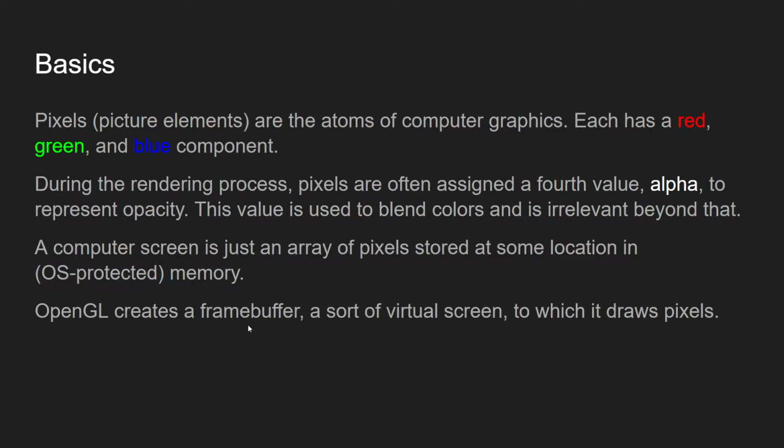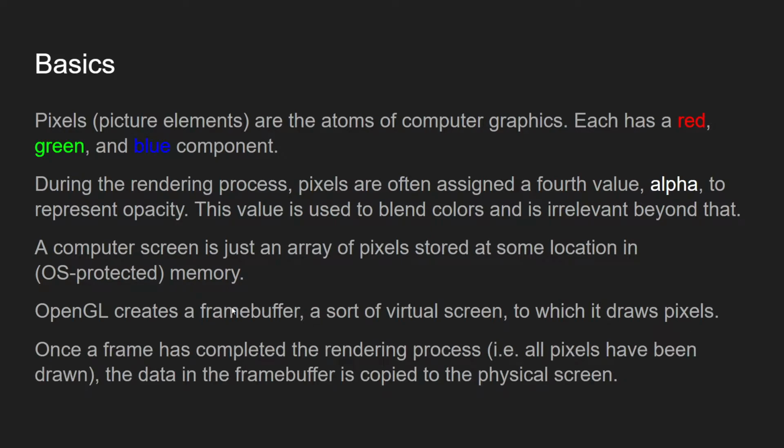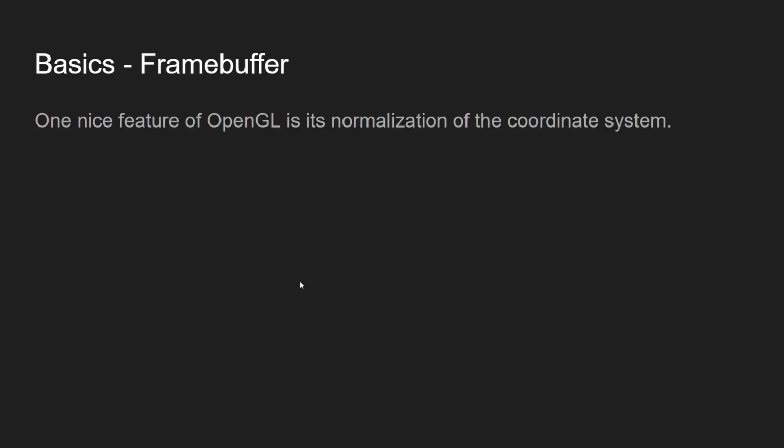OpenGL creates a frame buffer, which is basically just an array of pixels, like I was saying, and it draws the values there. And then once the frame has completed the rendering process, so everything that you're drawing is accounted for and has been given a value in the frame buffer, that frame buffer is just copied to wherever the screen is located in memory. And then obviously that is then drawn on your monitor. So a bit more about the frame buffers.